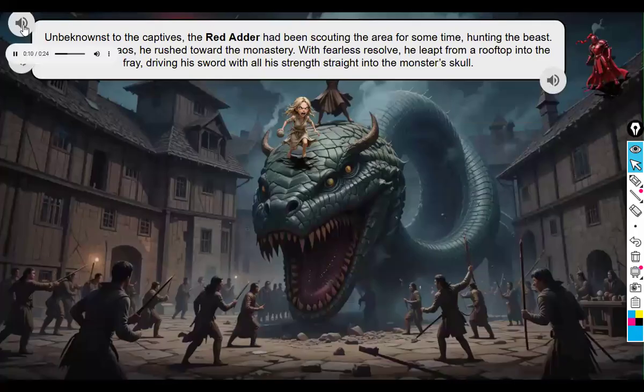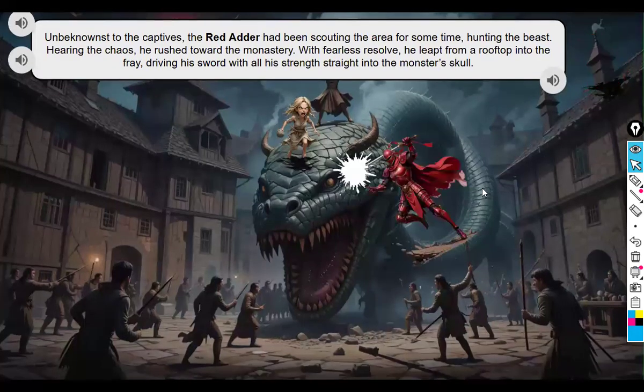Unbeknownst to the captives, the red adder had been scouting the area for some time, hunting the beast. Hearing the chaos, he rushed toward the monastery. With fearless resolve, he leapt from a rooftop into the fray, driving his sword with all his strength straight into the monster's skull. All right, so it seems the red adder has finally met Freya. So that's how they met during this battle, right?